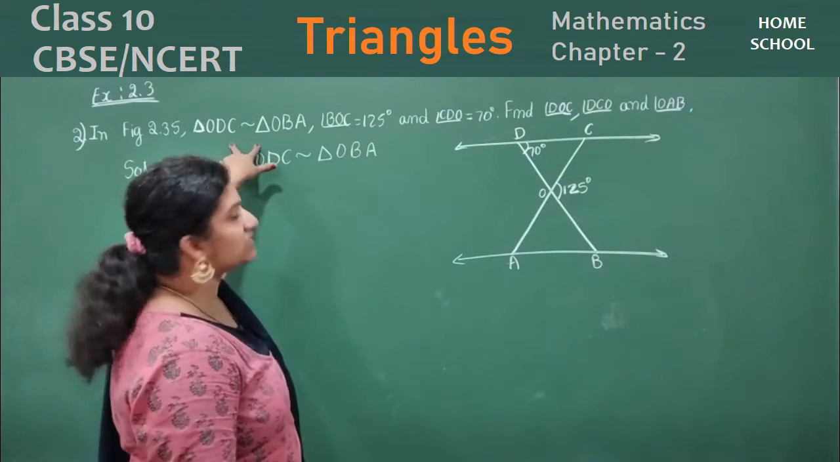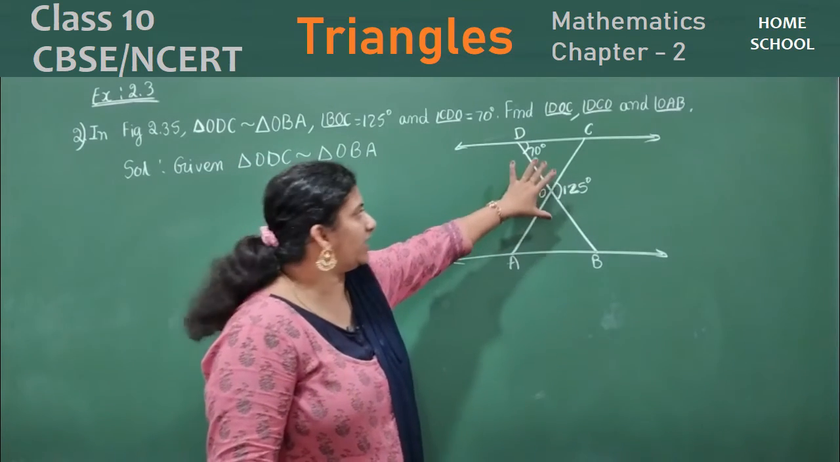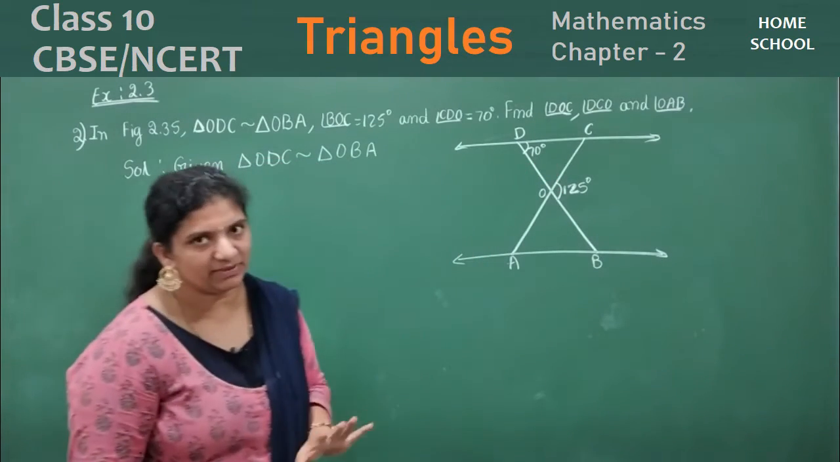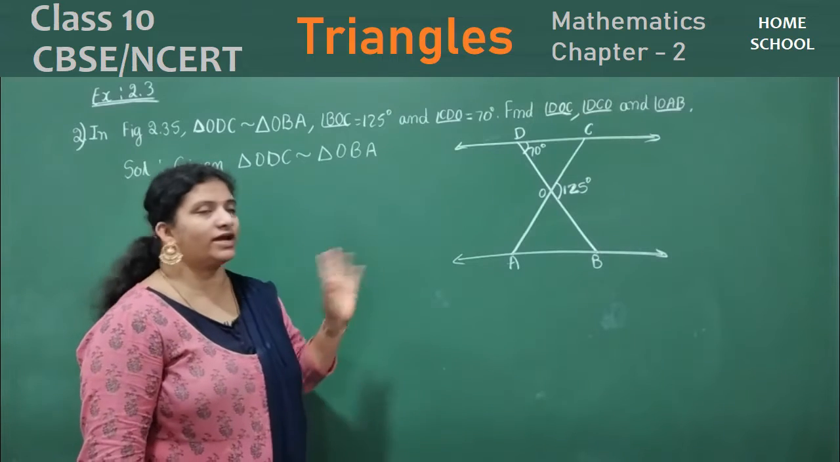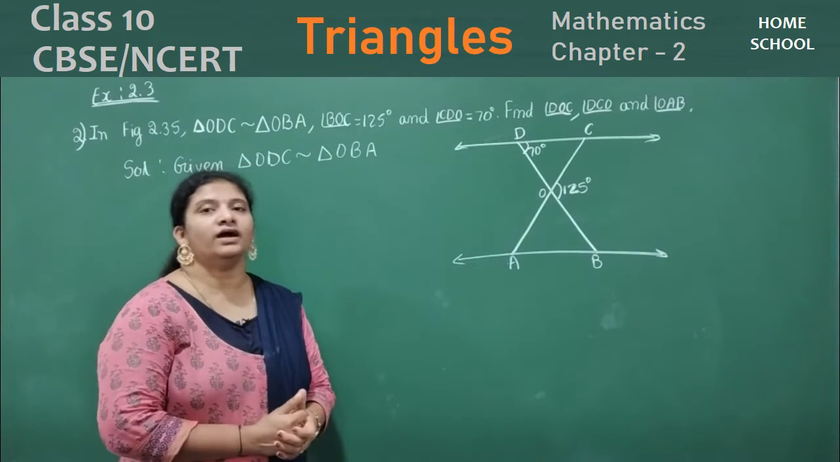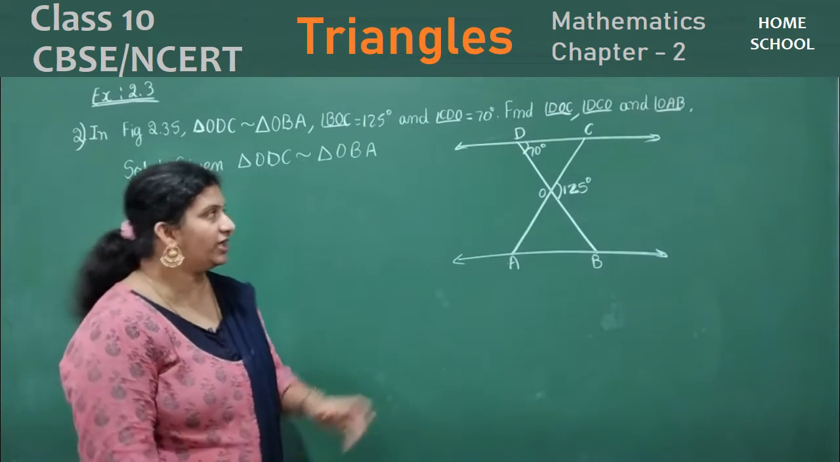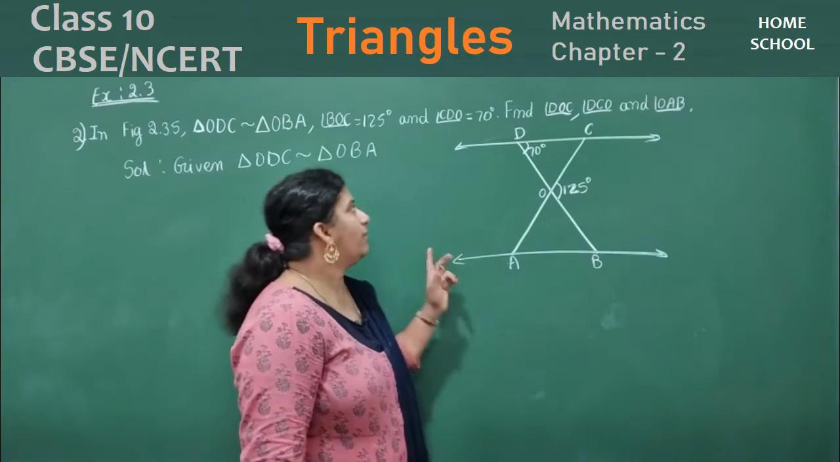Observe the two triangles, what they are. ODC triangle and OAB triangle. These two triangles are already similar. They have given that those two triangles are similar. Similar means what do you remember immediately? The corresponding angles are equal and the sides are in proportion. Corresponding sides are in proportion.